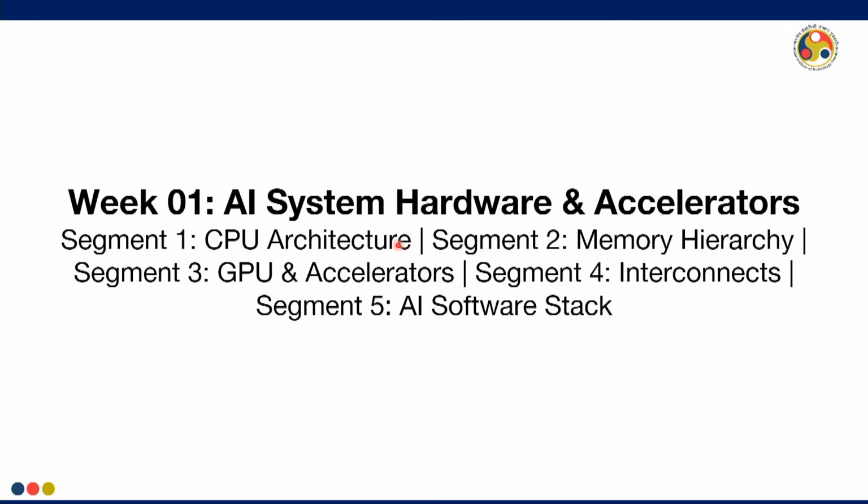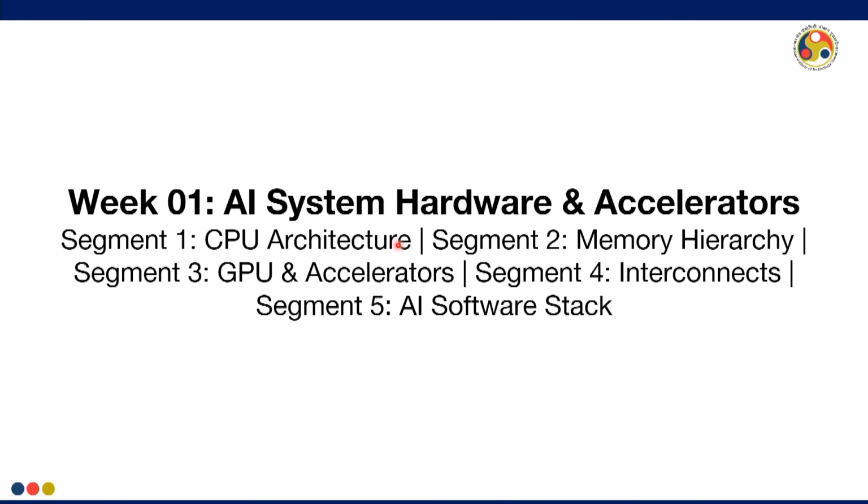In segment 2 we will go towards the memory, because the data, which is the essential ingredient of any AI workload, will be stored in the memory. So where your data stays, and how this entire memory hierarchy works, will be essential for you to understand to design high performance AI workload deployment. That we will discuss in the segment 2 overview.